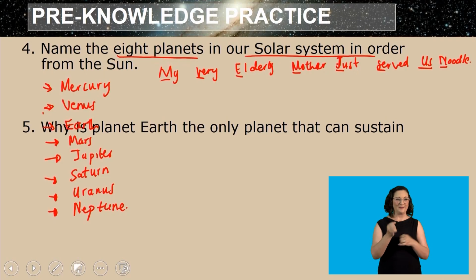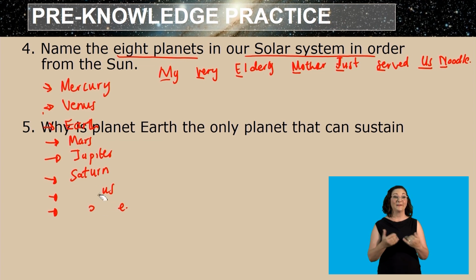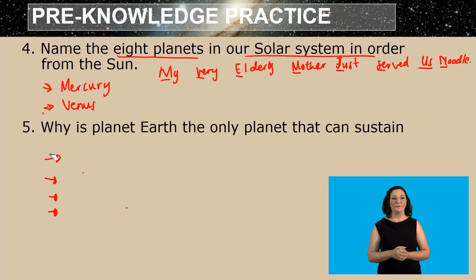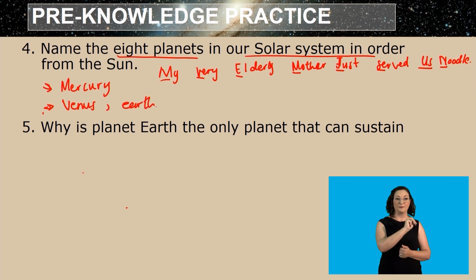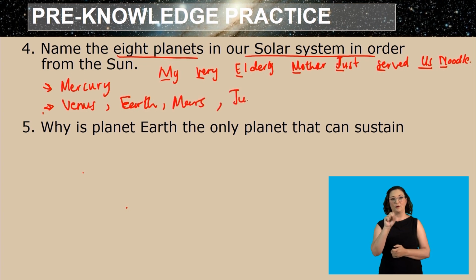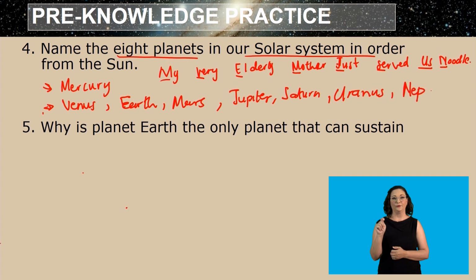Question 5. Oops, you see I wrote on top of my question 5. Now it needs me to erase here. I'll just write them here quickly. We said Venus, Earth, and then Mars, Jupiter, Saturn, Uranus, and Neptune. All right, sorry about that, guys. Let's move on to question 5.